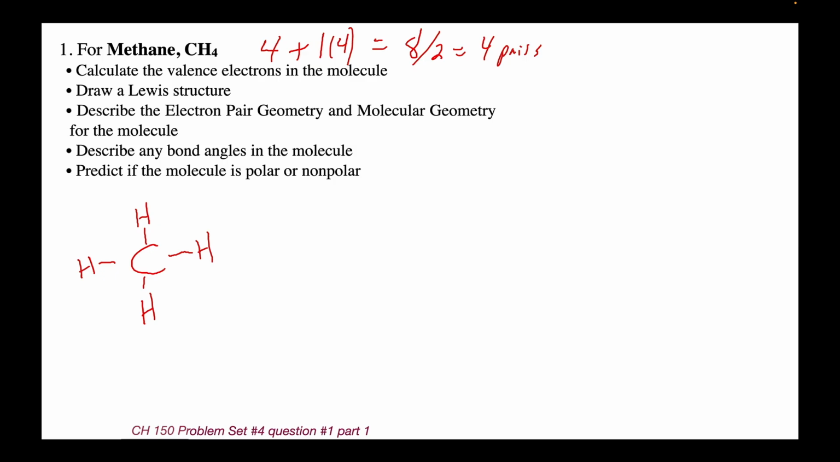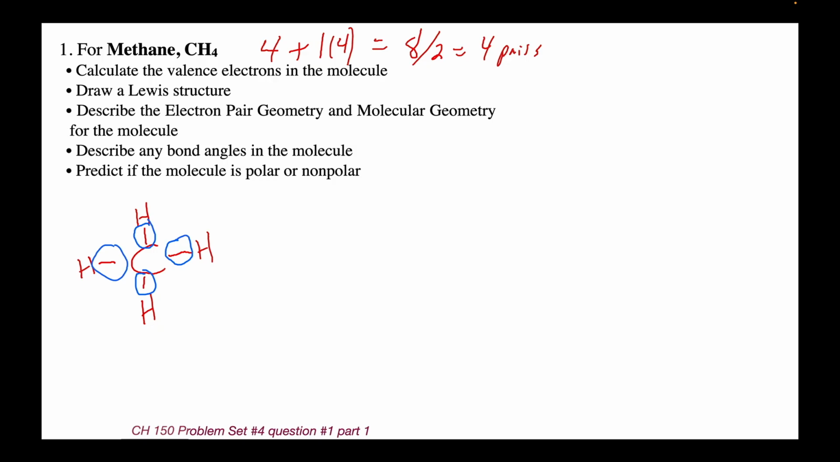So we got the valence electrons, we've got the Lewis structure. Now, electron pair geometry and molecular geometry, you'll need the table from the lab, or you can look this up online, either way. What you want to do is see how many clouds of electrons are around the central atom. And a cloud can be a lone pair or a bonding pair. Now, in this case, carbon has 1, 2, 3, 4 pairs of electrons around it, and each one of those pairs is a cloud.